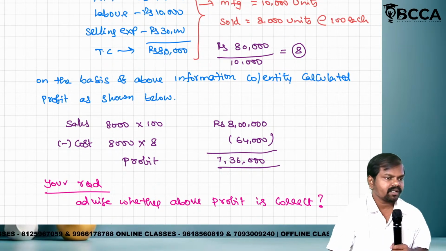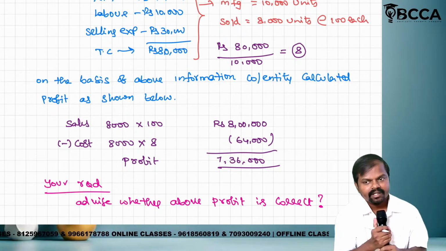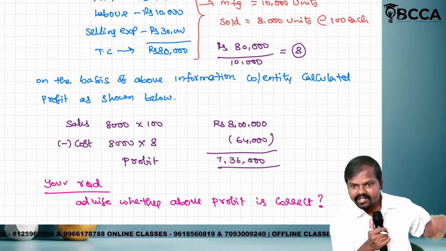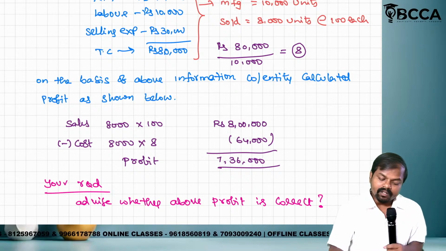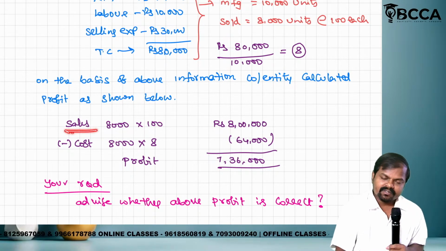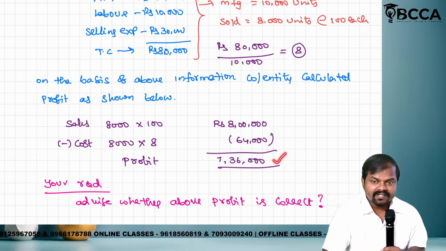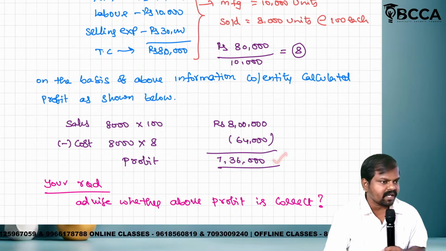They are asking. We'll check. Please respond ma. Yes. Listen. Sales. Very simple ma. 7,36,000, is it correct or wrong? The question paper is asking.